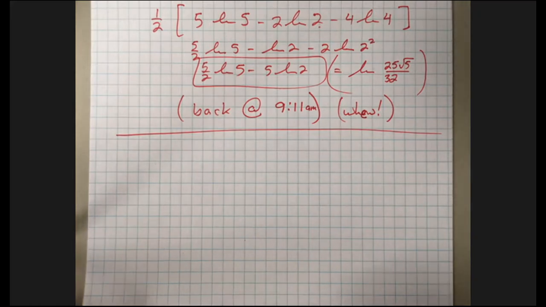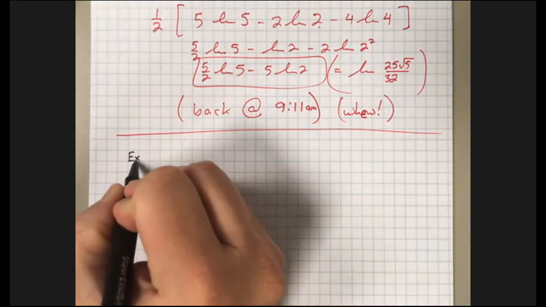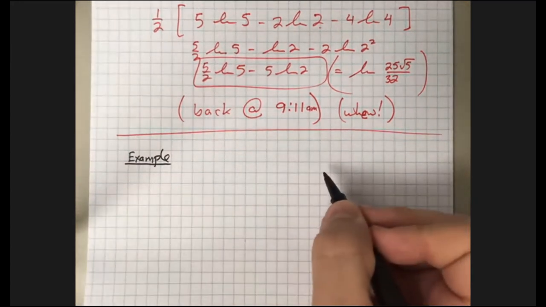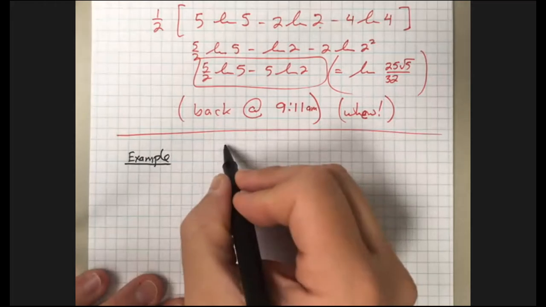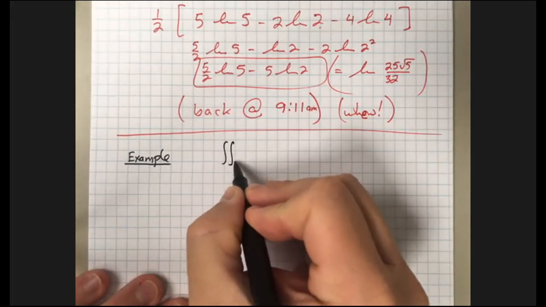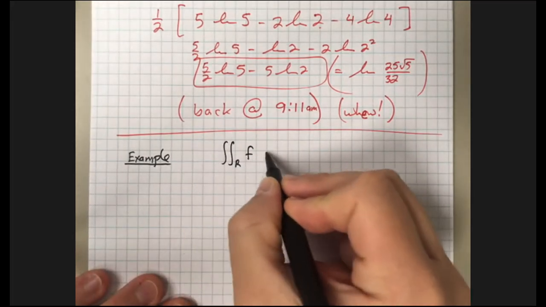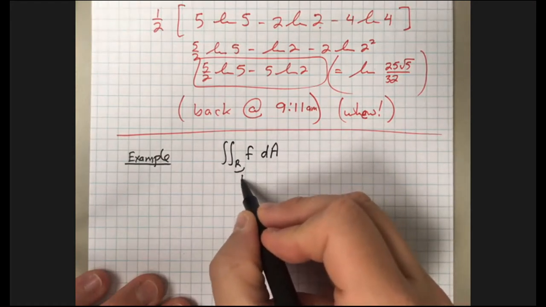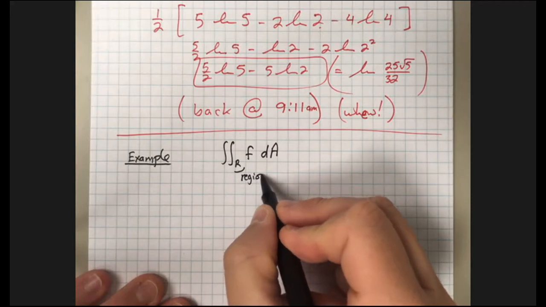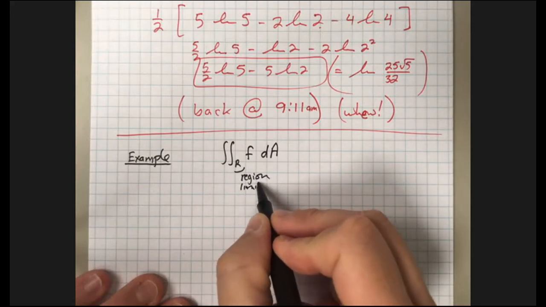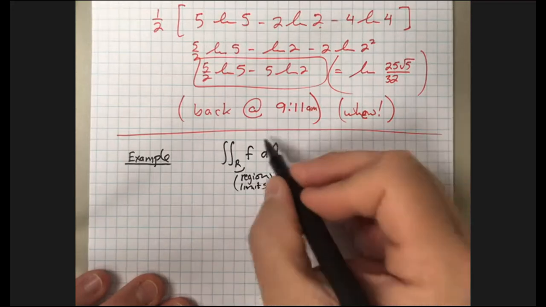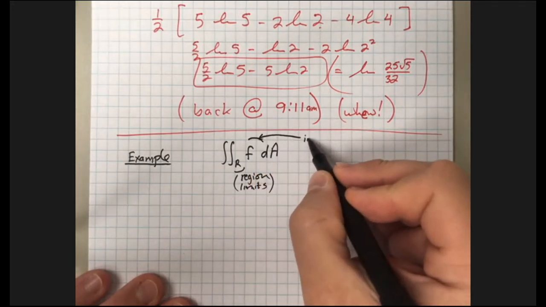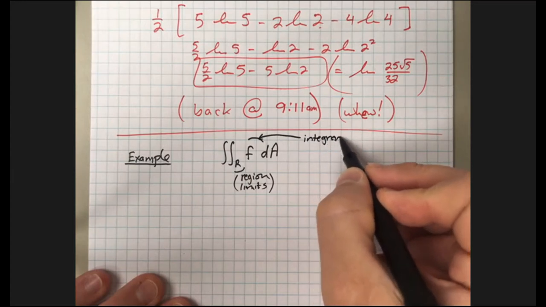Okay, let's unmute properly. Let's try another example. So let's think about this. A generic double integral. It's really got three pieces right here. The region, the limits, this function right here, we traditionally call the integrand, the thing we're integrating.